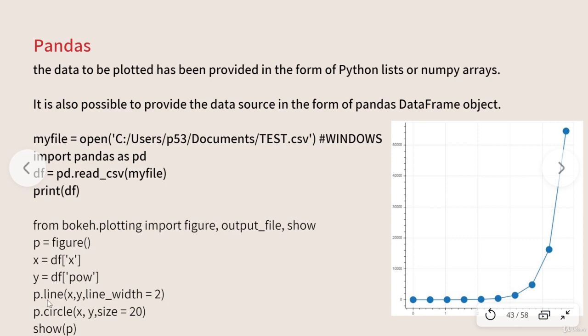Then I want to plot a line. So I will plot a p dot line function. I want to plot a line between x and y and I have specified line width here. And then I want to mark circles also, x and y. P dot circle is a glyph, so it would provide circular markers on the line plot. So x, y, and the size 20 I have specified. So size of the circle is.